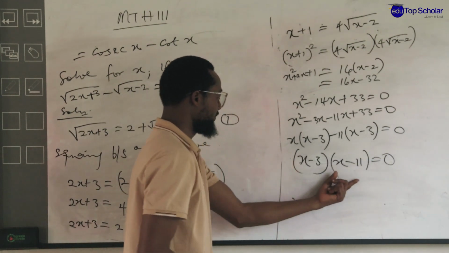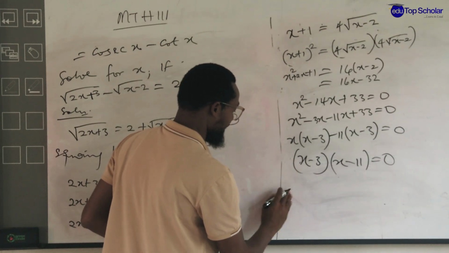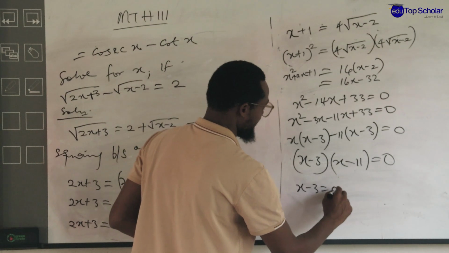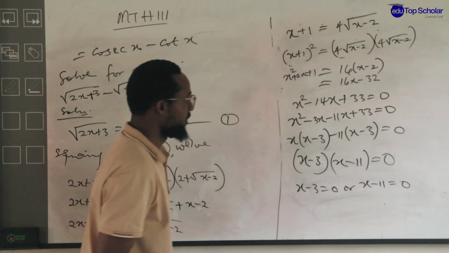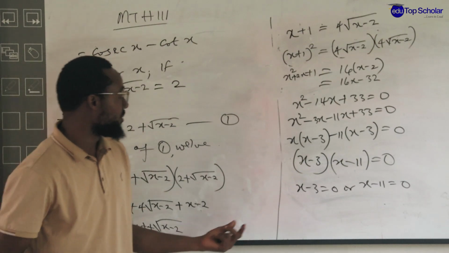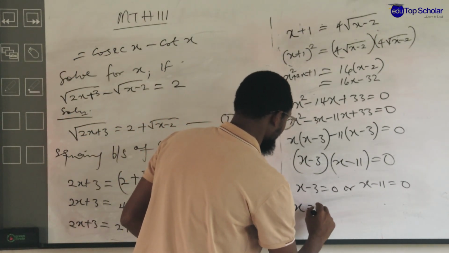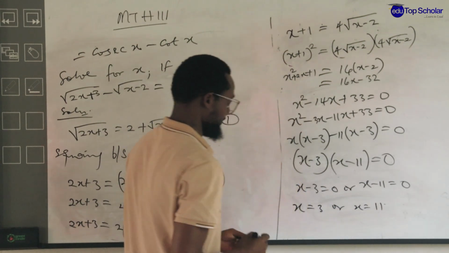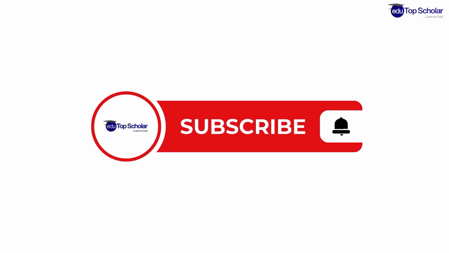Everything equals 0. When we have two things multiplying each other, and we have 0, one of them will be 0. So we have x minus 3 equals 0, or x minus 11 equals 0. And from here, this implies that x equals 3, or x is 11. That will be the required solution here.